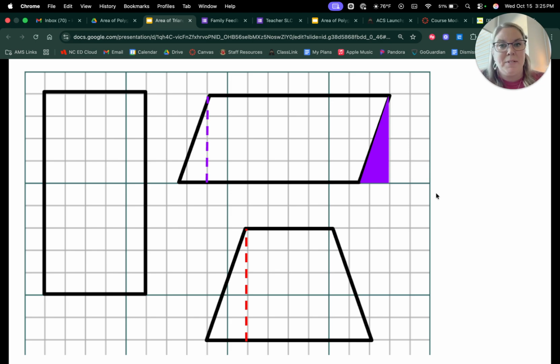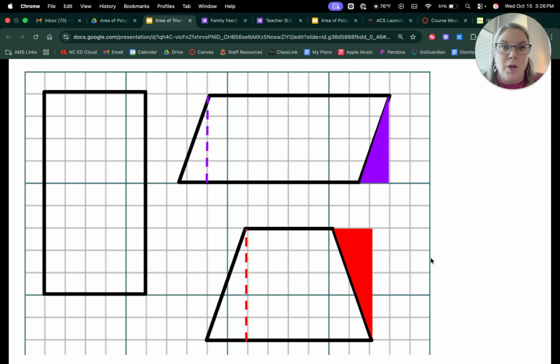Same thing happens down here with our trapezoid. If I were to draw this red line right here and get this red triangle, if I were to flip that triangle upside down and move it to the right, we now have another quadrilateral. So that is why rectangles, squares, parallelograms, trapezoids, and rhombuses are all really connected to triangles. You can always get 2 triangles out of almost all quadrilaterals.